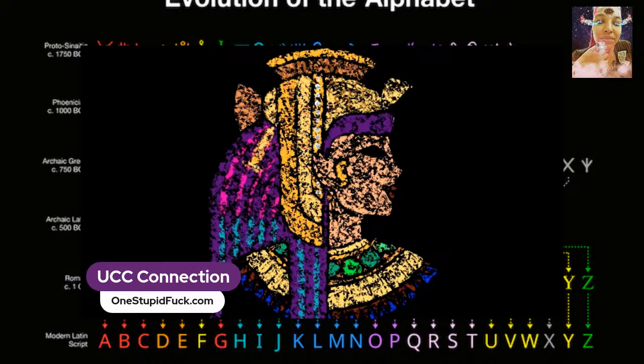Using the code with the IRS. If the IRS sends you a notice of deficiency, this is called a presentment in the UCC.